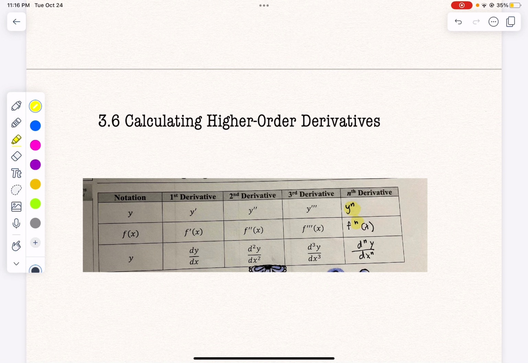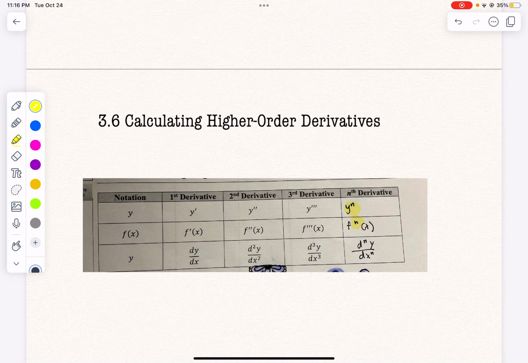And same thing for this form where it's dy over dx. It's good to note that it would be d2y, it would not be dy squared. That's not how that works. It's just the way it is. It's just math. It'd be dny over dx to the n.